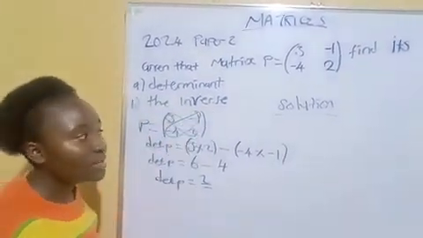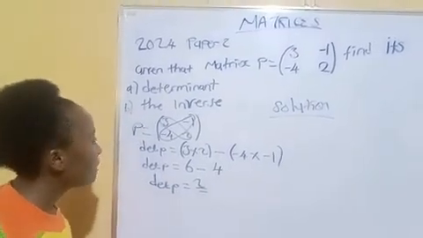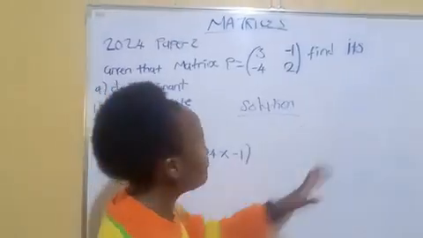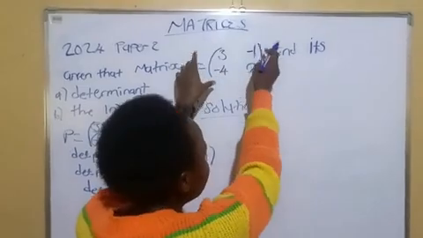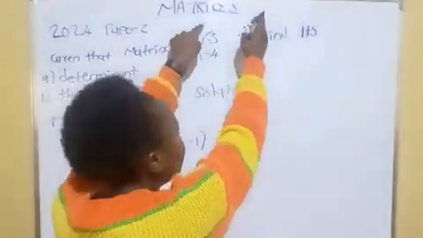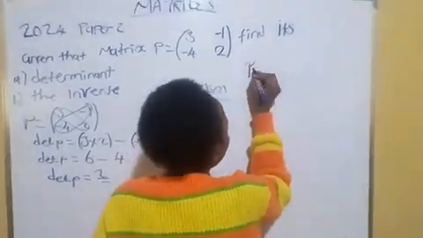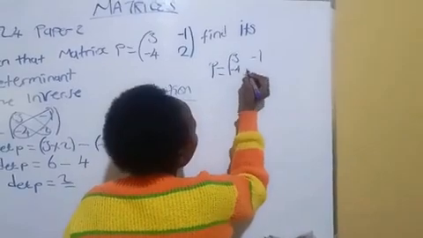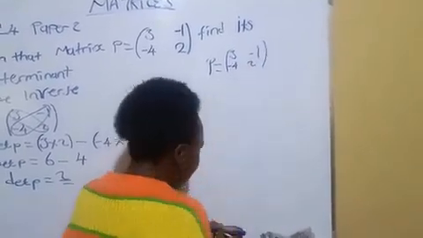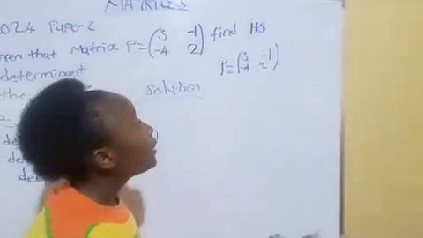We're going to find the inverse of a matrix. So we're going to solve it from this side. After finding the determinant, you get the question the way it is, which is saying P is equal to 3, -1, -4, with +2, you close. So when you're finding the inverse, the first thing you do, you find the what?